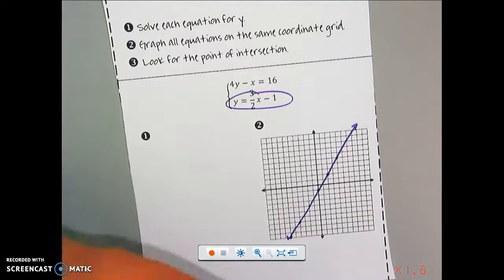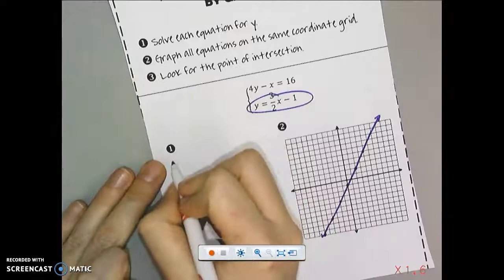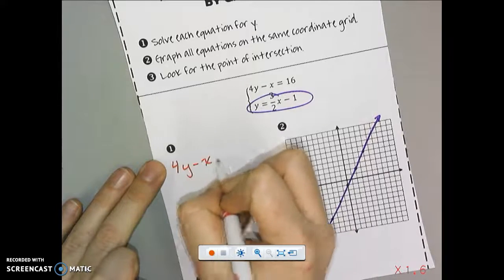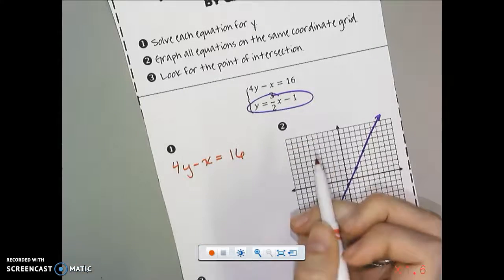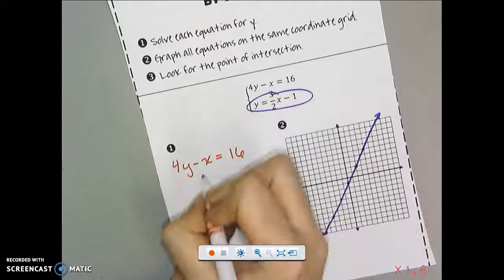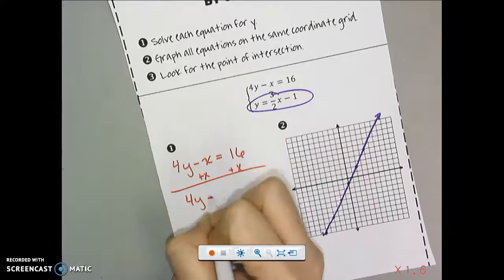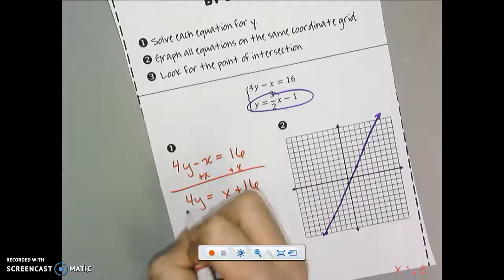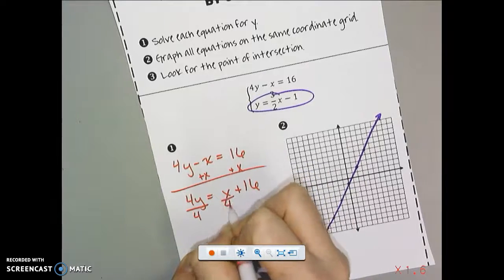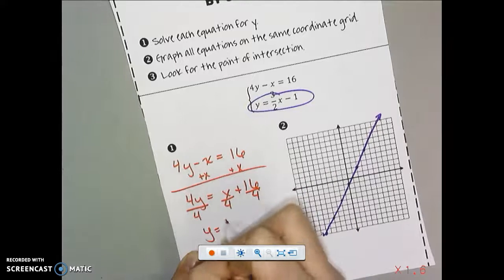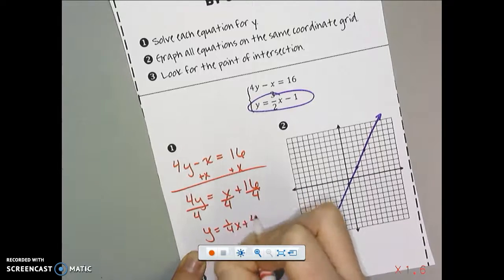And now I want to get this into slope-intercept form first. So I have 4y minus x equals 16. I could also use x and y intercepts for this, but I wrote my equation, so let's keep going. So I have 4y equals x plus 16, divided by 4. So I know my equation should be y equals 1/4 x plus 4.